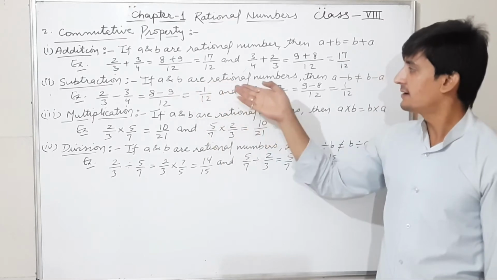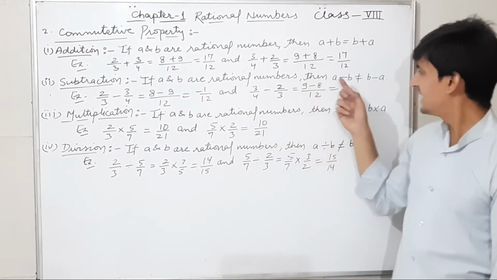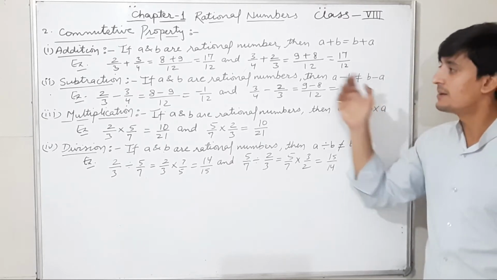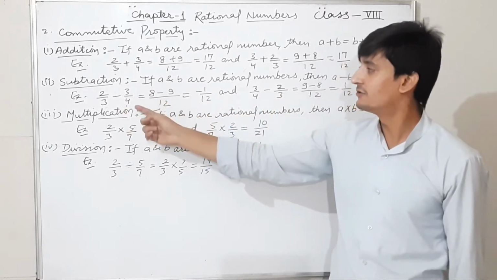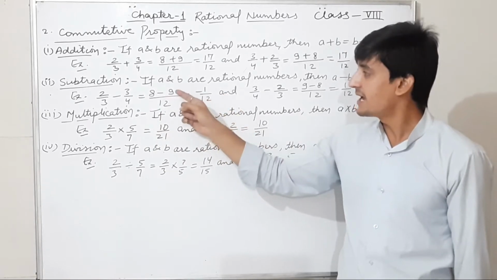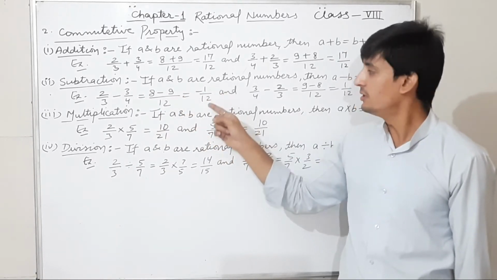Now next we have subtraction. If a and b are two rational numbers, then a minus b will not be equal to b minus a. For example, we have 2 by 3 minus 3 by 4. On solving, 8 minus 9, what do I get? Minus 1 upon 12.